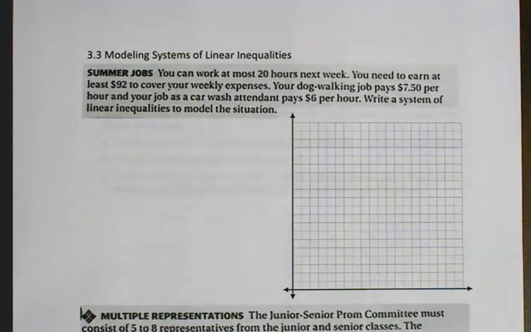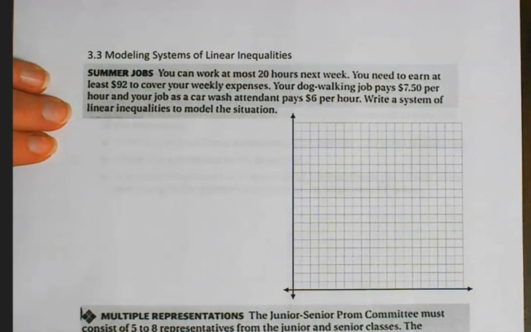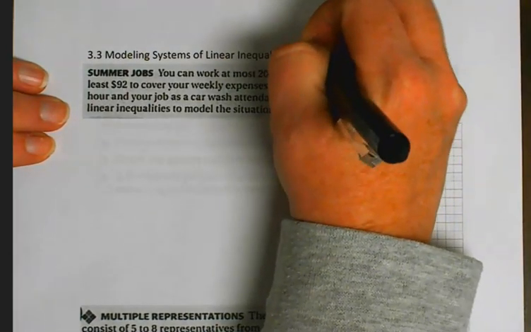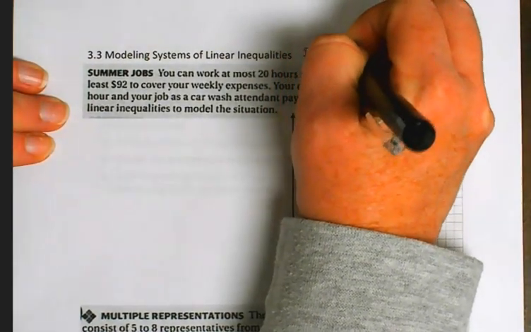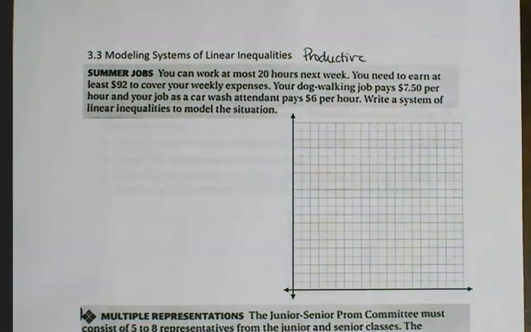Okay, so part of 3.3 is linear inequalities, and that includes lines. It also includes absolute value. And these three word problems that we have at 3.3 is about productive struggle. So this video is about how do you get through these problems when you're not exactly sure what to do?